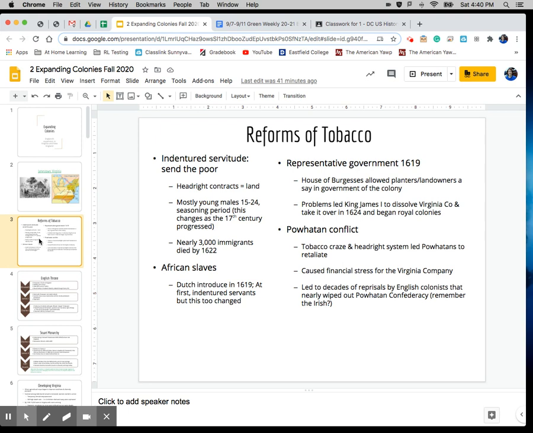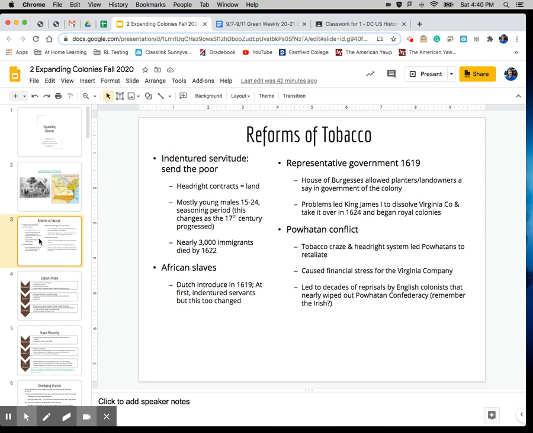One thing I will point out, Virginia in 1619 also creates a representative government. Remember that Virginia is founded by the Joint Stock Company. So this is a company business. And because it's a company, they believe in shareholders, right? And so the attitude is, if you are living in Virginia and you own land, you are essentially a shareholder and you should have a say.